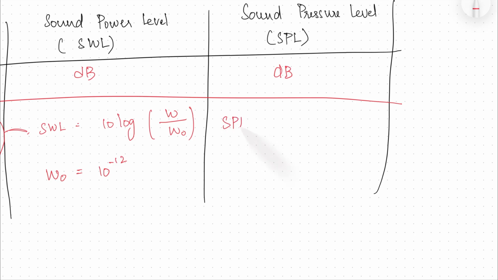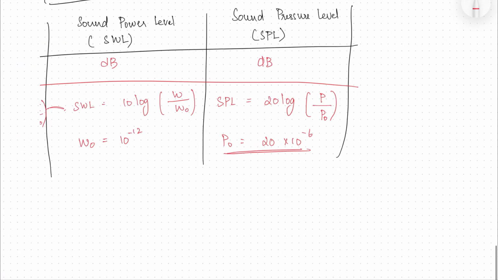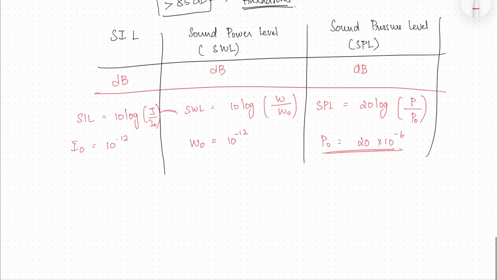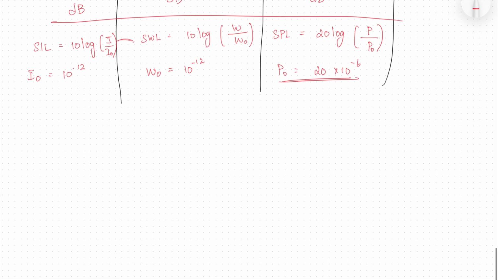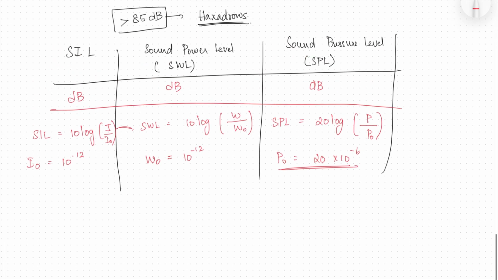SPL is 20 log of P by P naught. P is the pressure level, and P naught is 20 into 10 to the power minus 6. So this alone varies a bit differently. Mostly they'll ask you just sound intensity level. They could ask you what is the unit value for sound pressure level or sound power level. But remember this one formula which is more important: if they are giving you the sound power level and asking you to find the sound pressure level at a distance, then this formula is used.